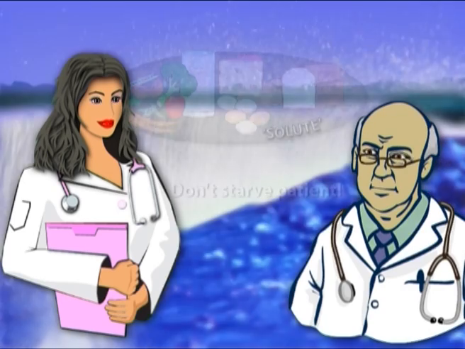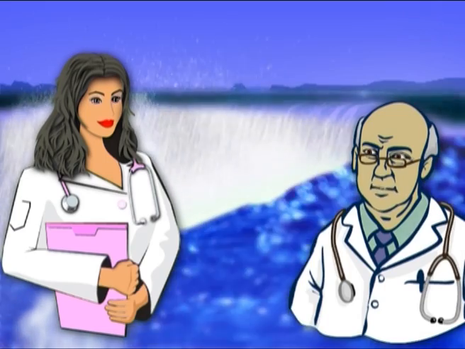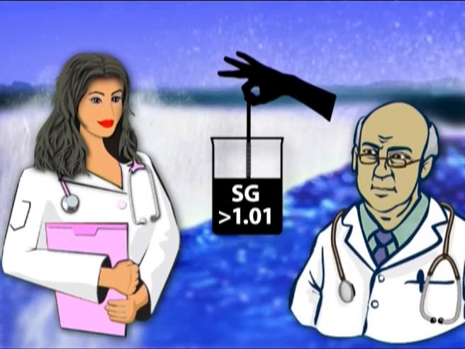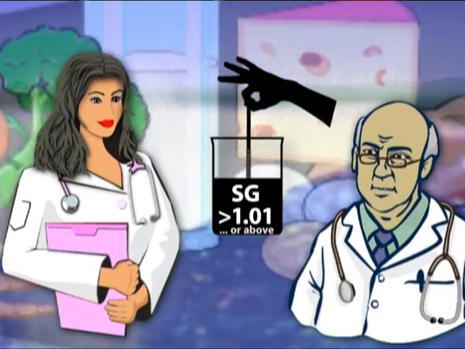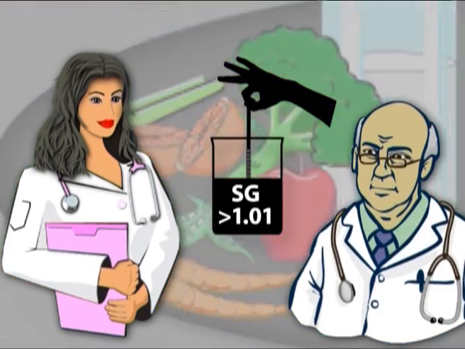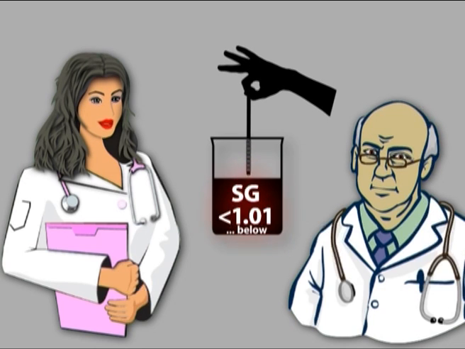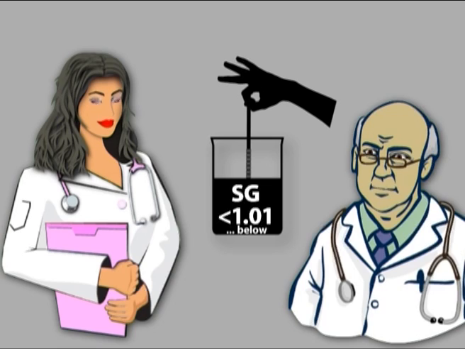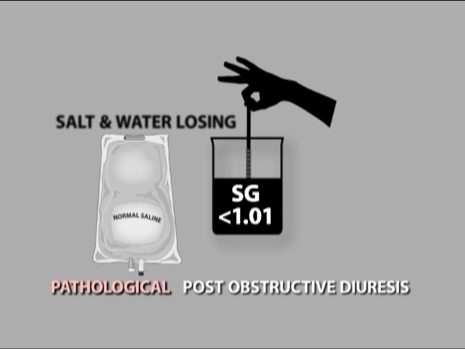And if he does develop a significant post-obstructive diuresis? Well, as long as he's concentrating his urine and the specific gravity remains 1.01 or above, just make sure that he is eating and drinking. And if he has a significant diuresis and the specific gravity falls below 1.01? Then he has a pathological salt and water-losing diuresis, and he will need to have intravenous fluids.